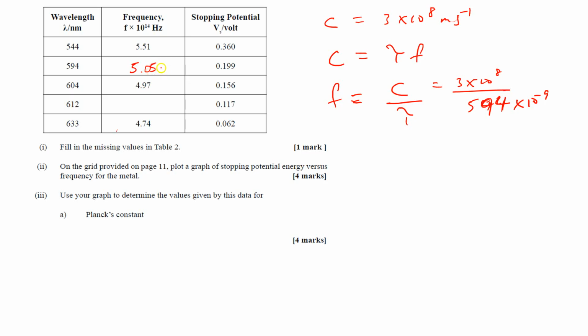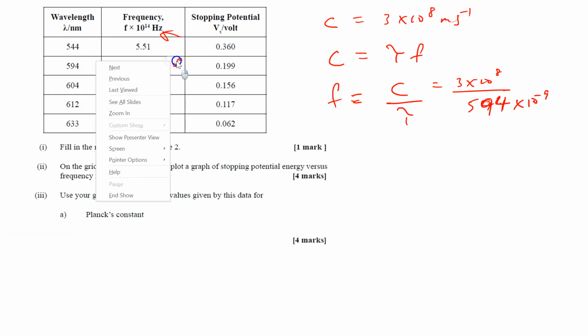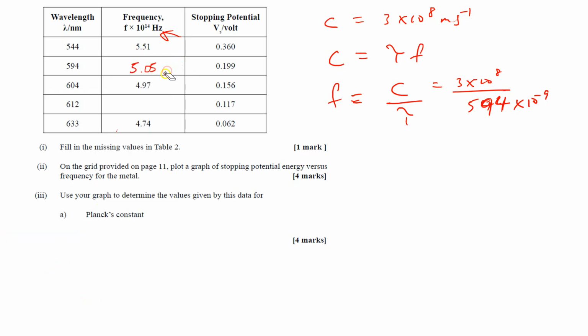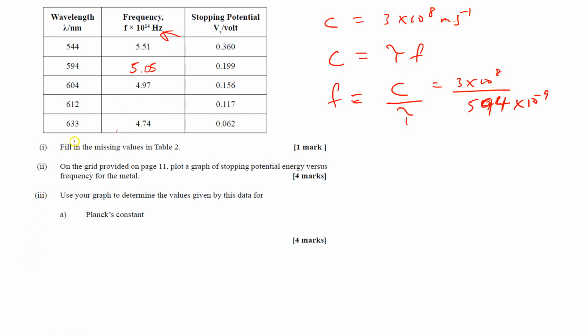5.05. No, there's no need for you to go back and write times 10 to the 14th, all right? Because times 10 to the 14th is already in the table. You don't need to write that, because it would be redundant, and that technically could tell you that you're saying 5.05 times 10 to the 14 times 10 to the 14, which is technically not correct. So let's just finish this up quickly. You want to score as many marks as you can.